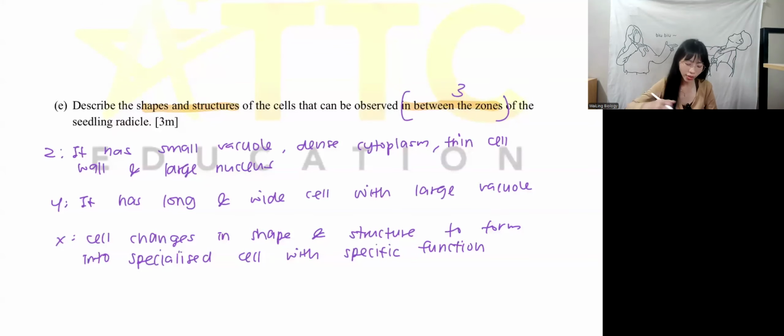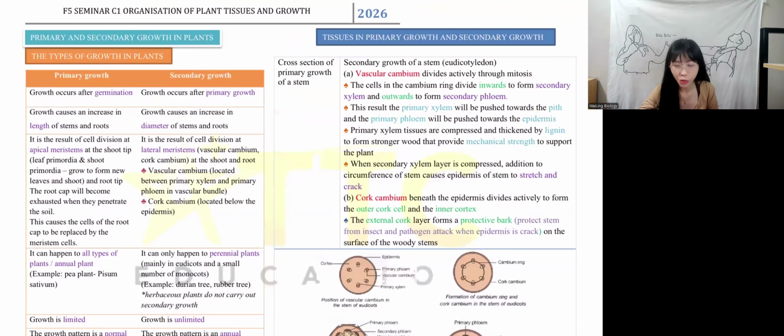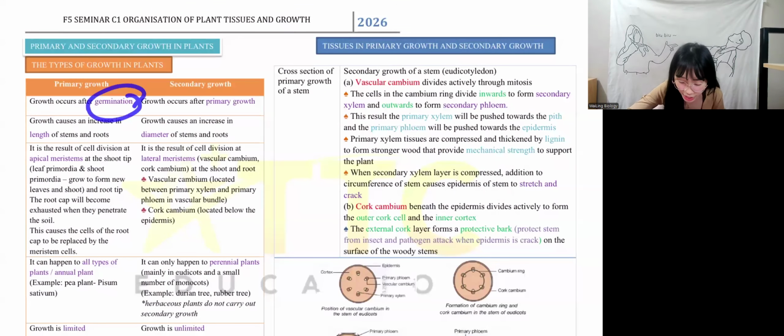9, 10. Okay, next we're going to go back to the notes. We will be learning secondary growth. In plants, we have two different types of growth, called primary growth and secondary growth. Primary growth occurs after germination. Secondary growth occurs after primary growth. So the sequence will be germination, primary growth, secondary growth. They follow a sequence.